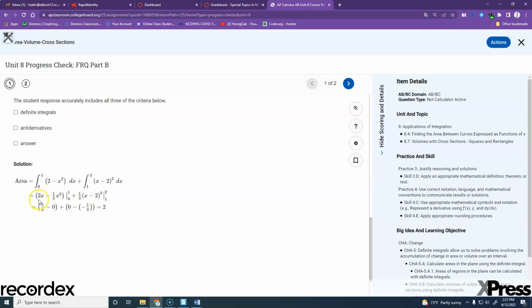Then you should integrate. And you should get 2x minus 1/3 x to the third for that first integral. You should get 1/3 (x minus 2) to the third for the second one. Or if you squared that out and integrated it, which is what I probably would have done, then you'll get something different there. But you could use a u-du substitution for that. Second point is for taking the antiderivatives correctly, so integrating both of these correctly. And then a point for the answer, which is 2.